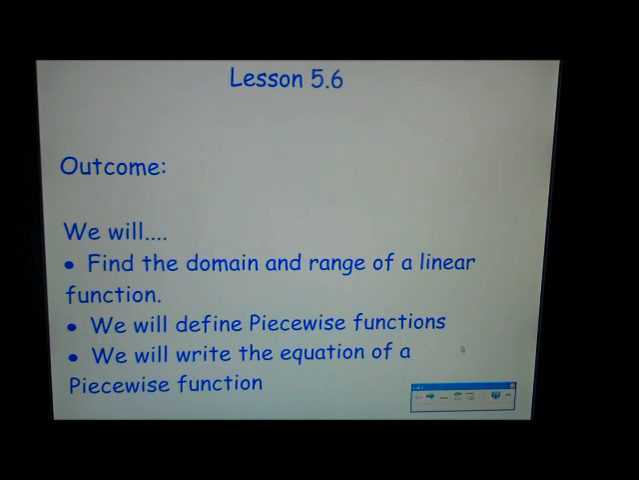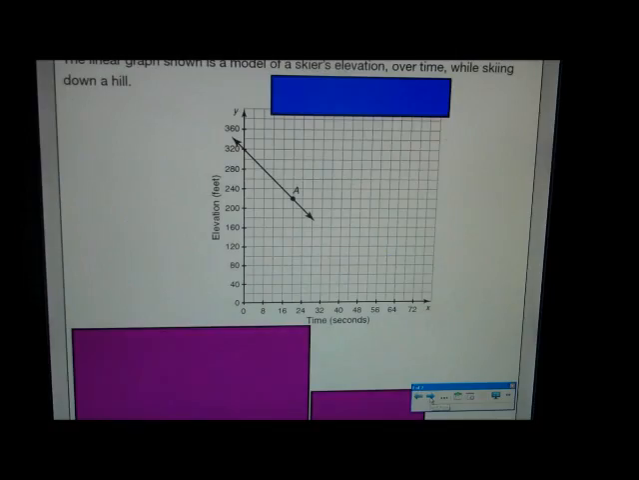Lesson 5.6. Our outcome is going to be to find the domain and range of a linear function. We're going to define a piecewise function, and we're going to write the equation of a piecewise function. So first things first, we want to look at linear equations. We've been doing linear equations since school started.